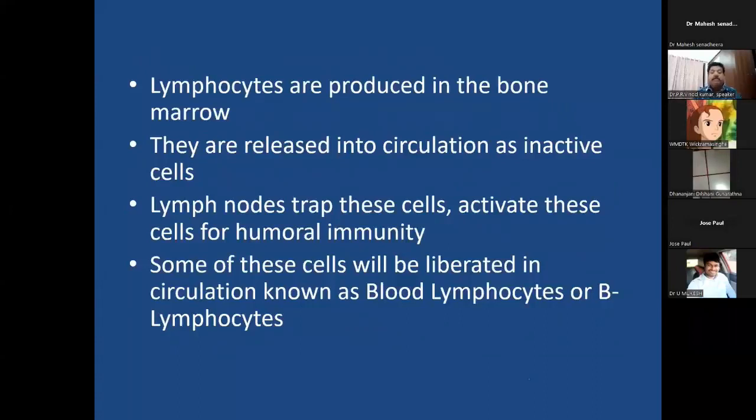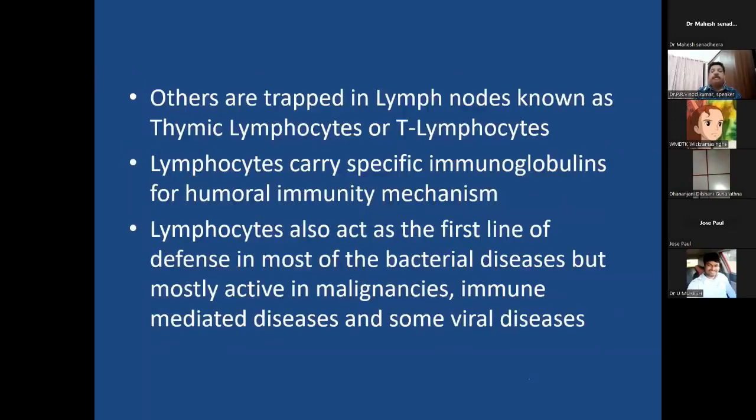Lymphocytes are a separate entity. Lymphocytes are separately produced from the bone marrow. They are released into the circulation as inactive cells. When they are released to circulation, the lymph node will catch these lymphocytes, and they will be trapped and then become activated. That is for the humoral immunity. Then they will be released into the blood circulation, known as blood lymphocytes, or generally B lymphocytes. And some of them will be trapped inside the lymph nodes and kept permanent.